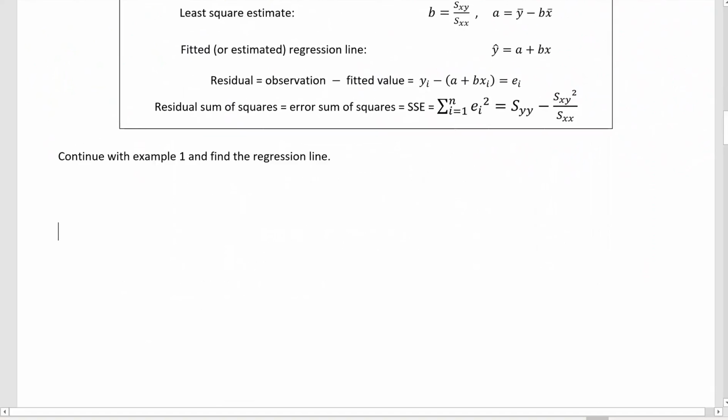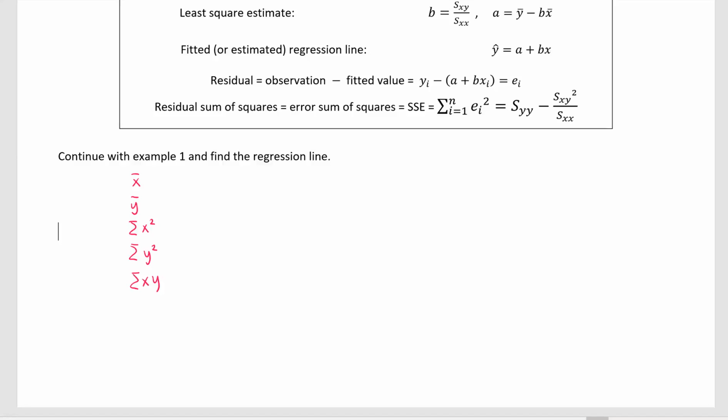Okay, so continue with our example 1. Do you remember when we input the data? We are able to find x bar, y bar, sum of x squared, sum of y squared, sum of xy. So these numbers, you can get from your calculator.